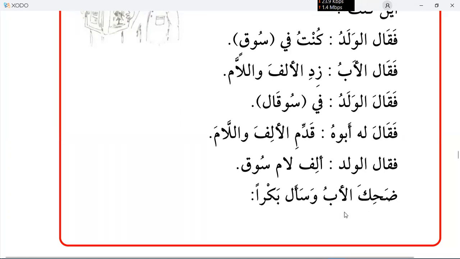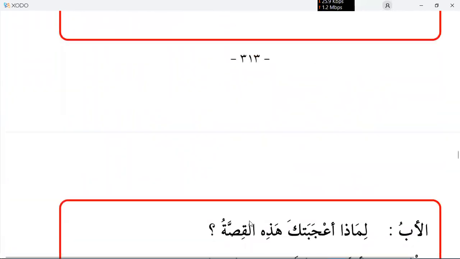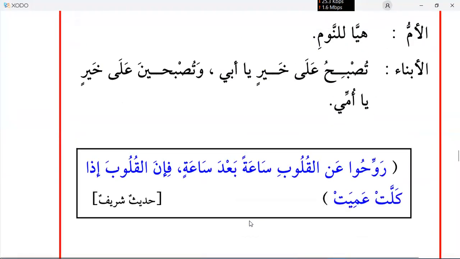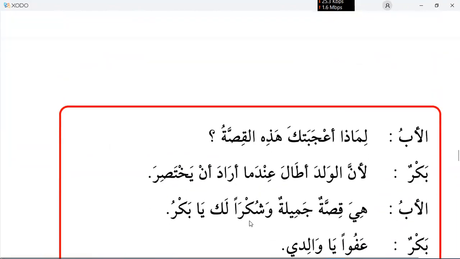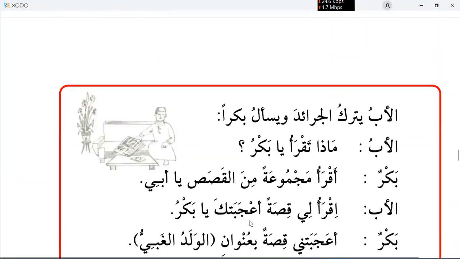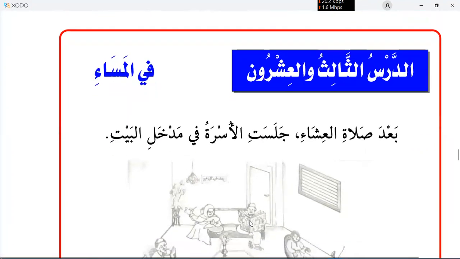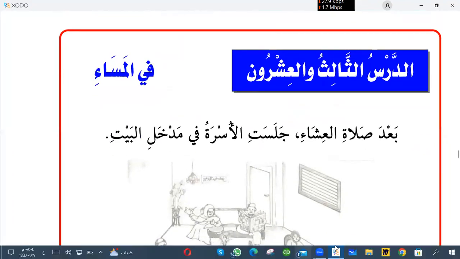Dahika al-abu, the father laughed, wa sa'ala, and he asked Bakr. The father laughed and he asked Bakr. So here this story completes. Inshallah, we'll complete this story next time, and we will really start from this page again. If anybody has any question, they can ask me.